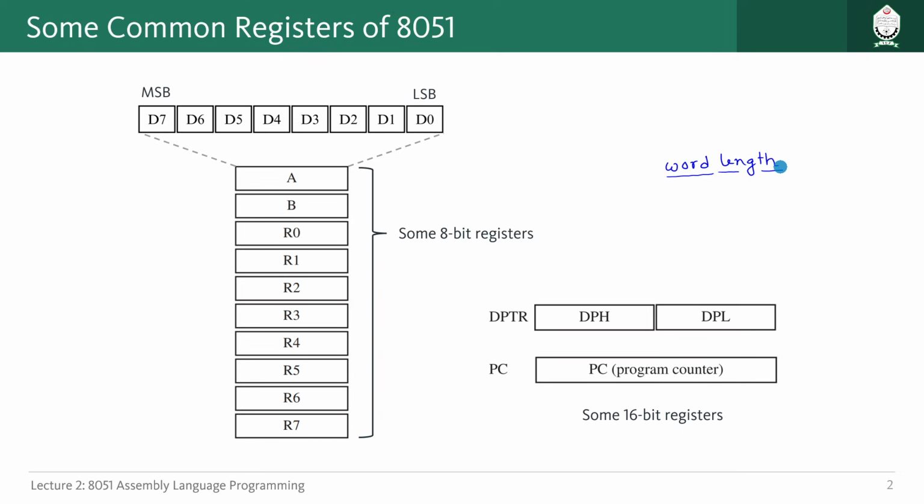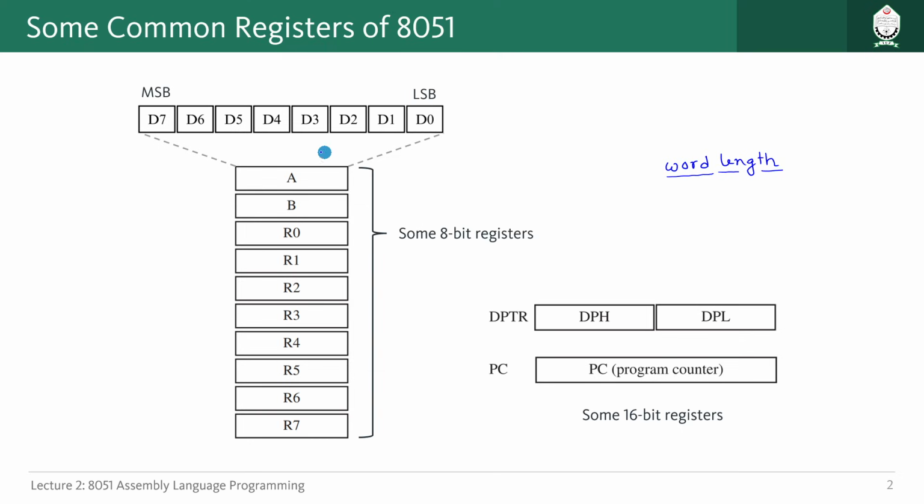Now based on this word length, the registers are also designed for a particular microcontroller. As you will see, in most of the cases, most of the registers we have in 8051 will be of 8 bits, and all kinds of data manipulation will happen in terms of 8 bits. So if we have data that is more than 8 bits, it will be divided into 8-bit chunks, and then it will be moved from one place to another. So that is the idea.